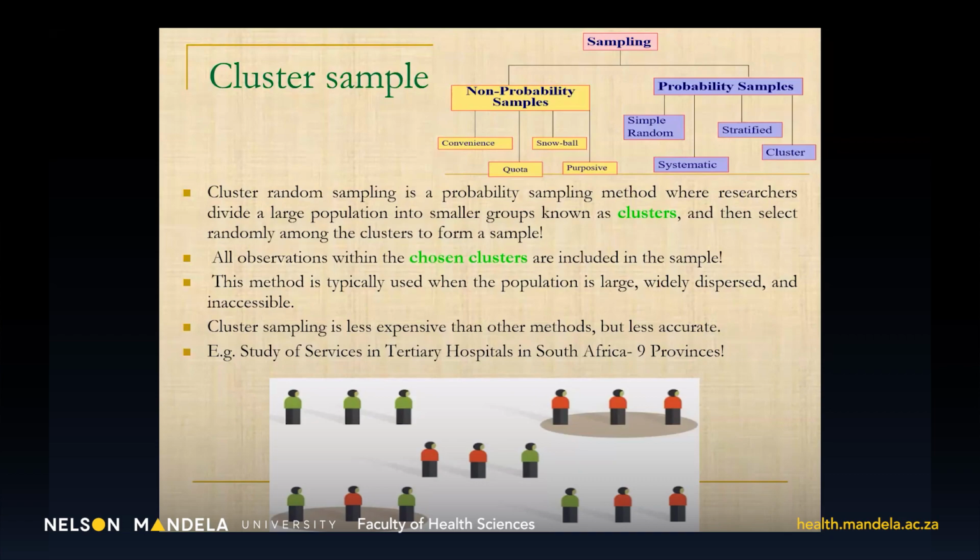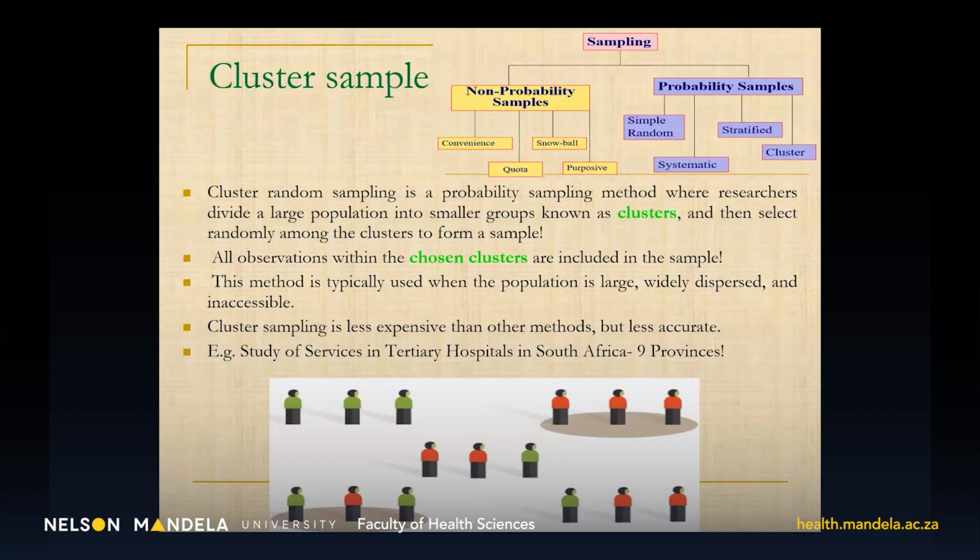So I'm sampling now out of these 9, I'm going to look at these 3, Limpopo, KZN, and Northwest, and hope that the information I get from these 3 will give me an insight into how services are accessed in tertiary hospitals in South Africa. Therefore, I'm sampling clusters. Out of the 9 clusters, 9 provinces, I have 9.